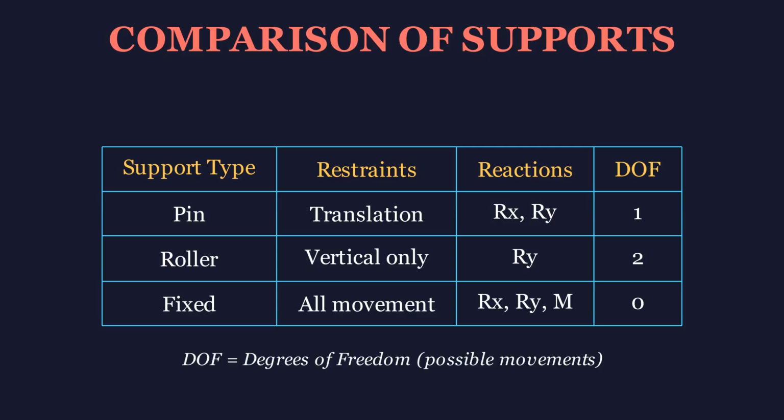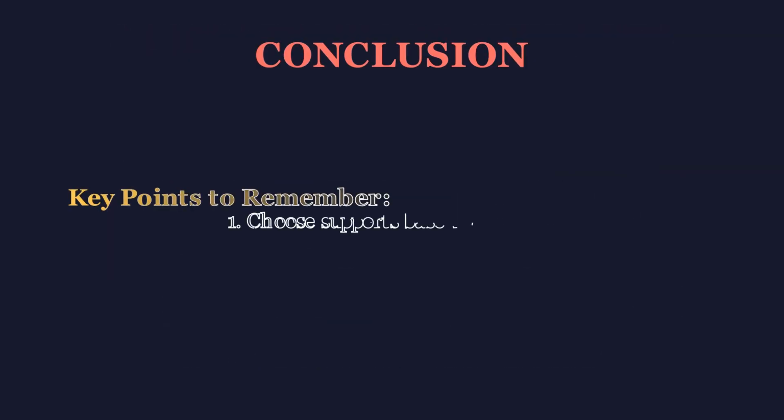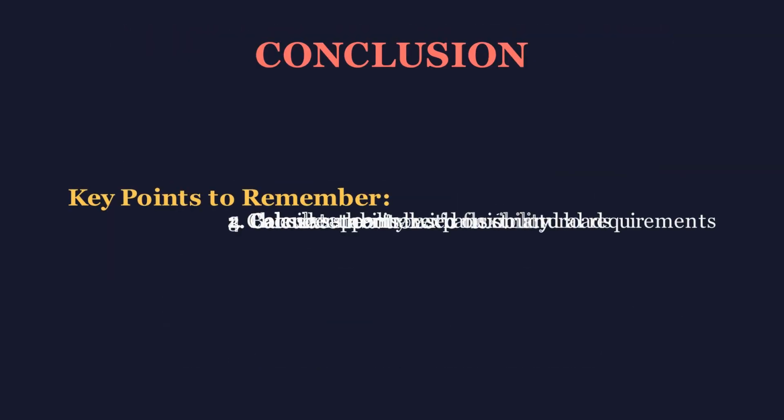Let's compare the three support types. The pin support restrains translation but allows rotation, providing two reactions with 1 degree of freedom. The roller support restrains only vertical movement, providing one reaction with 2 degrees of freedom. The fixed support restrains all movement and rotation, providing 3 reactions with 0 degrees of freedom. Degrees of freedom refers to the number of possible independent movements at the support.